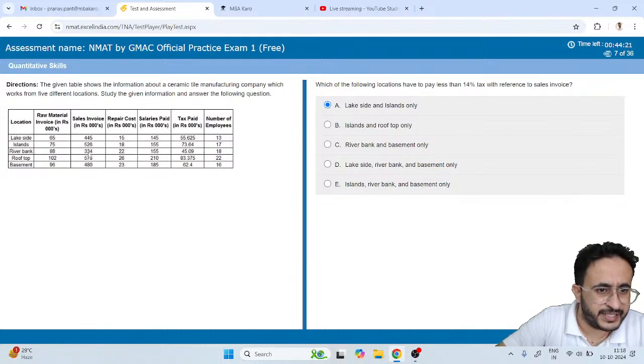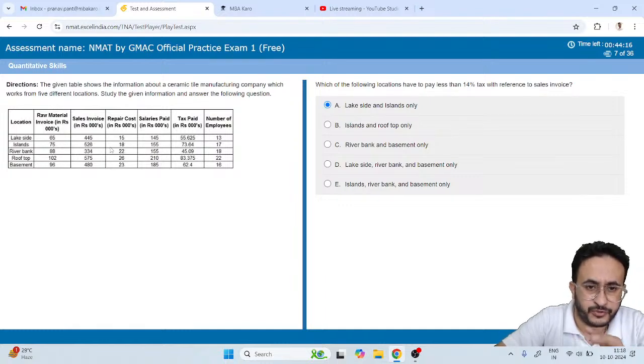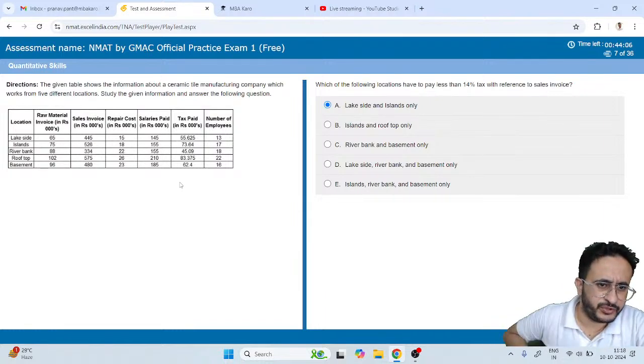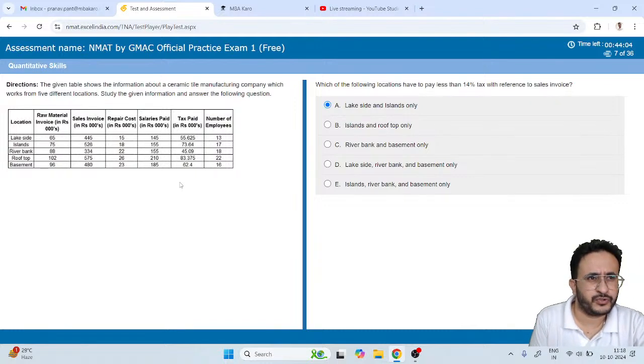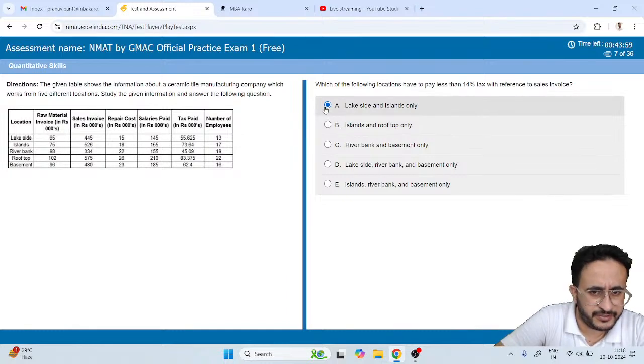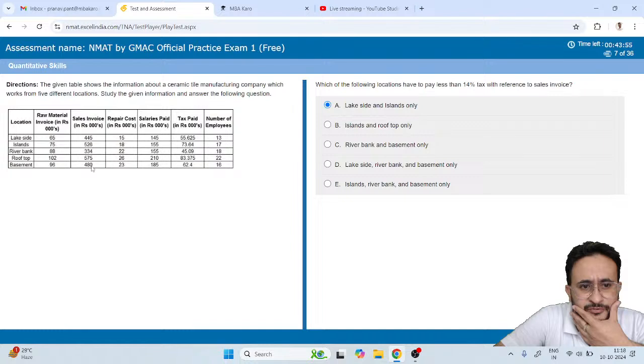Now if I check Island, it is 526 and 14%, right? 500's 14% is 70, and 26 into 14, 26 into 10 is 260 plus 14. So island will be falling in this range. Okay, so if you feel riverbank is more than 14. So this is the answer.